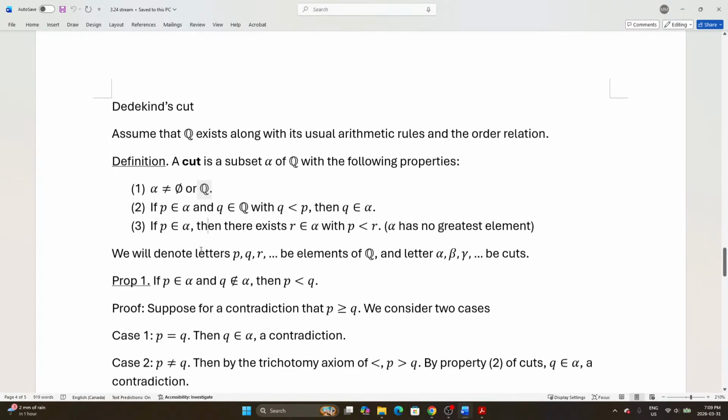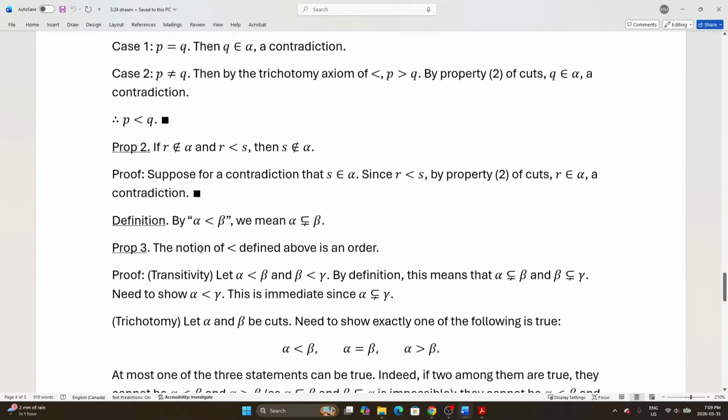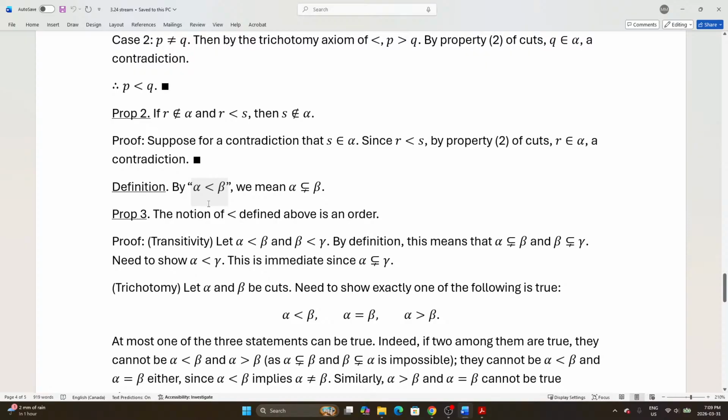And then we define the relationship less than between cuts. It's just a proper containment relationship. So by alpha less than beta, we mean that alpha is a proper subset of beta. We're going to use the same notation, less than, both for the order between cuts and for the order between rationals.